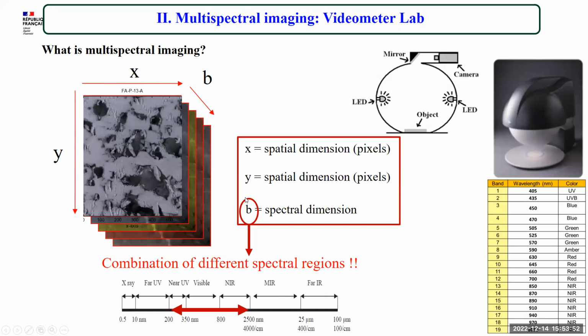We use multispectral imaging. What is multispectral imaging? We have this device in my laboratory. It's a VideometerLab that allows you to record different images of the sample in different wavelengths. So we have 19 wavelengths that are located in different regions of the electromagnetic spectrum: in the near UV, in the visible, and in the near infrared region. Here you have all the LEDs that are in this device. And so we can have 19 images of the same sample.